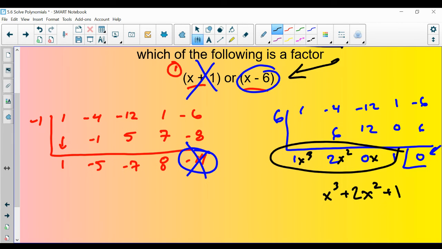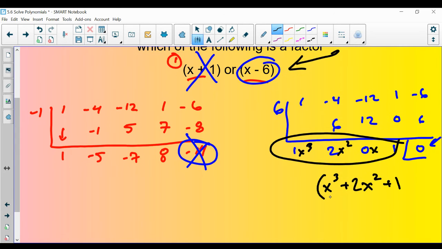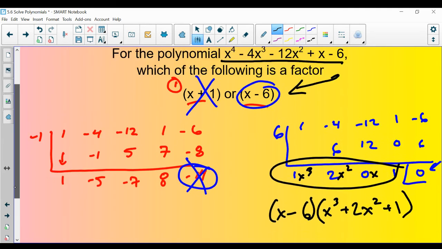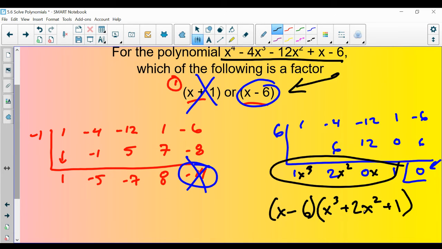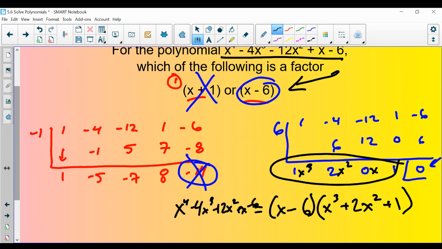Based upon the idea of multiplication and division and how they work with one another, this binomial multiplied by this cubic here, this trinomial, should equal x to the 4th minus 4x to the 3rd minus 12x squared plus x minus 6. You guys believe that? Because that's how division and multiplication work together. If I were to take this polynomial and divide it by this one and get this, that means this times this should get me back to where I started.